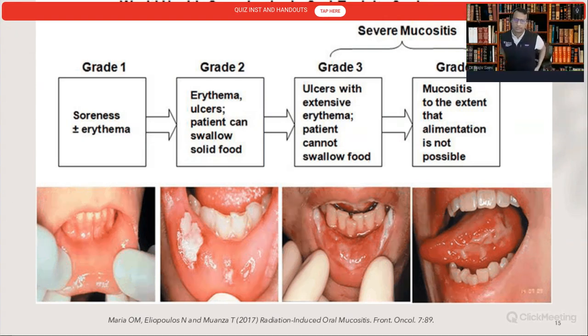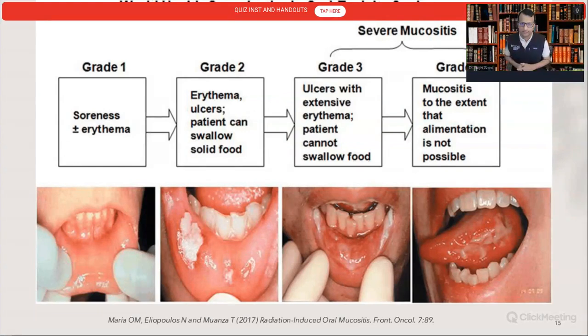World Health Organization has categorized different grades of oral mucositic lesions based on the clinical picture. So in grade 1, there is some soreness and erythema. You can see the clinical picture here. Grade 2 is a bit more challenging situation where you have, along with erythema and ulcers, the patient can swallow food, solid food.